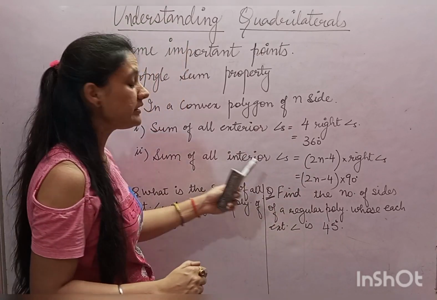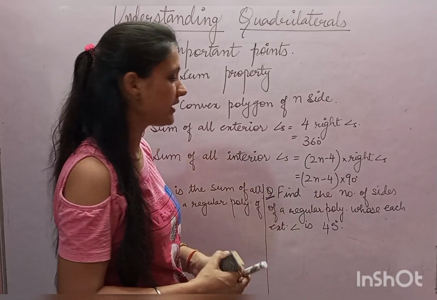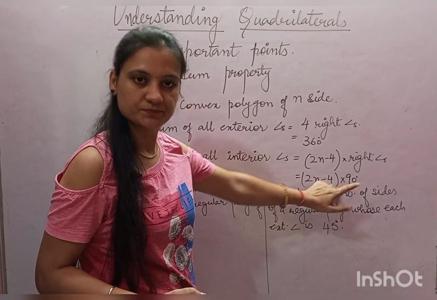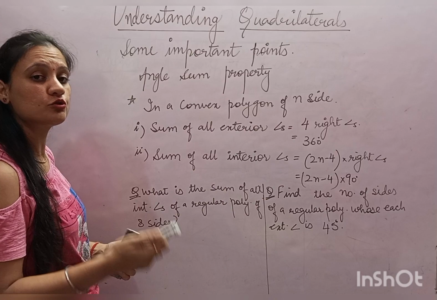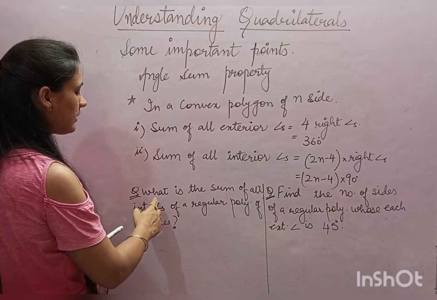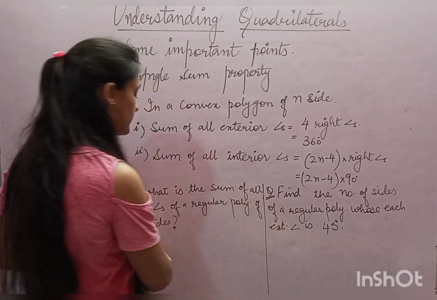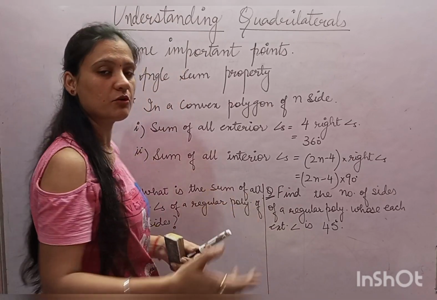Now sum of all interior angle. What is the formula? 2n, where n is the number of sides, minus 4, and multiply by right angle, that is 90 degree. Okay, this is a very important formula. Now let's understand how to solve a question. The question can come like, what is the sum of all interior angle of a regular polygon of 8 sides, right? They are asking you to find out the sum of all interior angle.